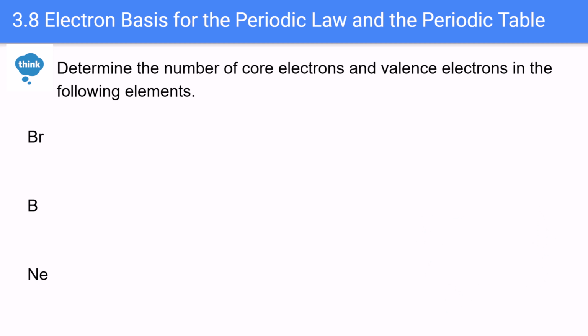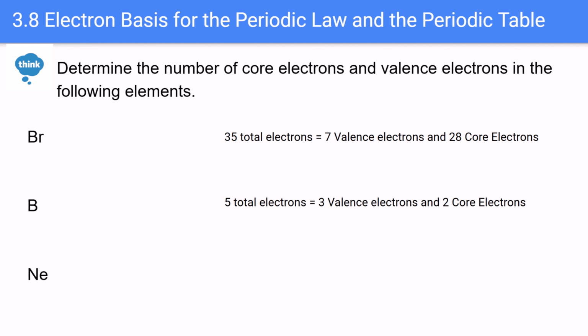So starting off with bromine, if we look at bromine's location on the periodic table, we find that it has 35 total electrons, and based off of its periodic table location, it also has 7 valence electrons. So the number of valence electrons plus core electrons will equal the total number of electrons, so therefore there has to be 28 core electrons.